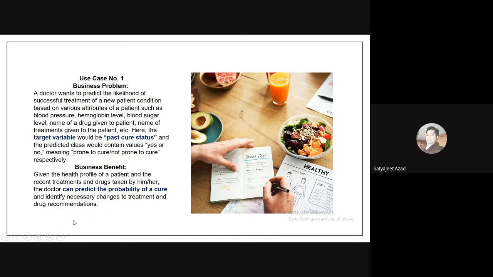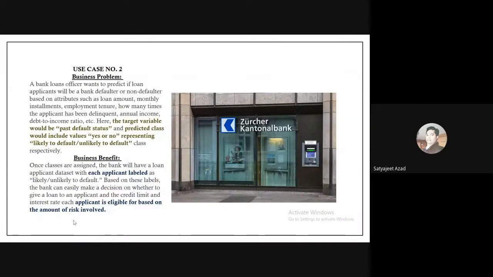So this is also one of the benefits of ML and DL in a real case scenario. Okay, so the second case could be one of the loan. For example, most of the banking sector works in this way. A bank loan officer wants to predict if a loan applicant will be a defaulter or a non-defaulter. So this is a two-class level problem. Okay, this is a typical classification problem.